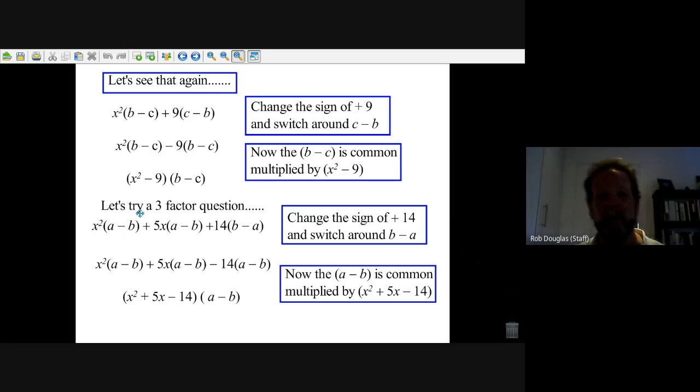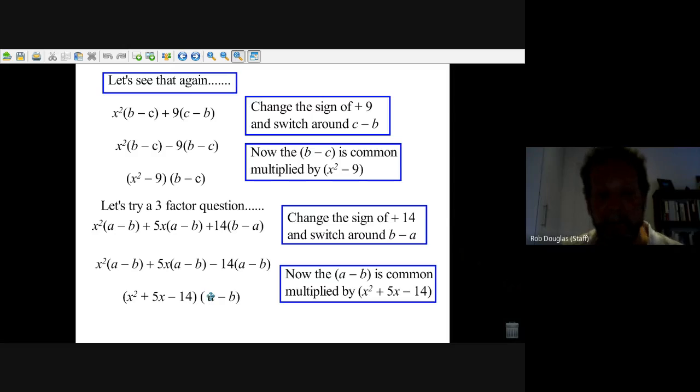Okay, here's a question with three terms, and we're looking at three common factors. It looks like a minus b is here, and a minus b is here. There's b minus a. So what do we do? We do a switch around: a minus b. We change the plus 14 into minus 14. Now they all have a minus b in them.